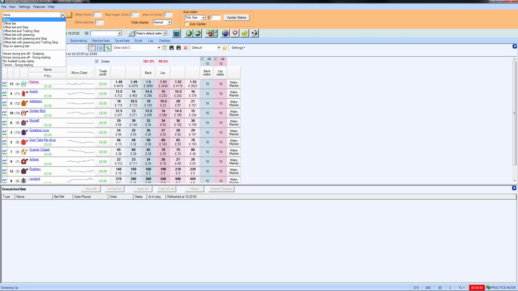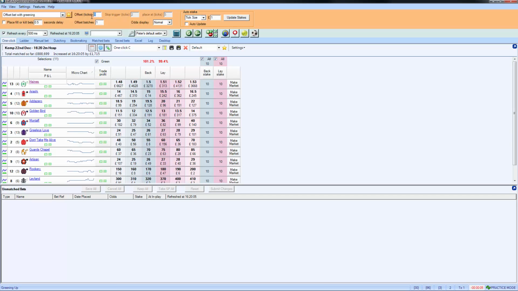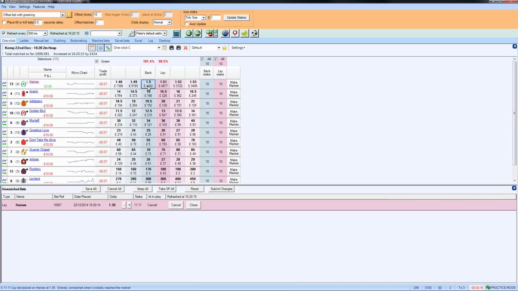The first thing we're going to do is select offset bet with greening, and I'm going to choose 15 ticks, which we're just going to type in there. And what I'm going to do here is back Haynes at 1.5. So you can see I've backed Haynes at 1.5 by clicking there. BetAngel has placed a lay bet in at 135 for £11.11.